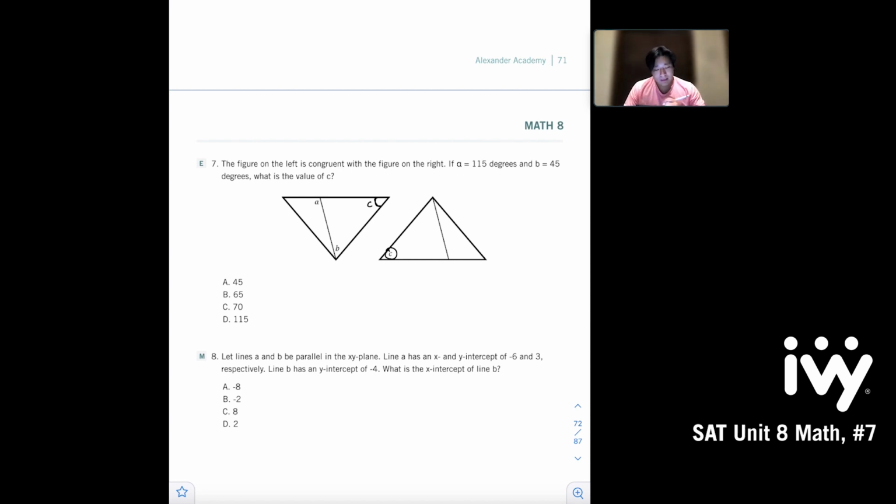So, now if we know that A is 115 degrees and B is 45 degrees, what can we figure out? Well, we see that this angle right here is supplementary to angle A, which means that this angle right here is 180 minus 115, which is the same thing as 65 degrees. So now we have a triangle here with 65 degrees, 45 degrees, and C. So that means 180 degrees minus 45 degrees minus 65 degrees should equal angle C, which of course, if we do the algebra for that, we see that we get answer C, or 70 degrees.